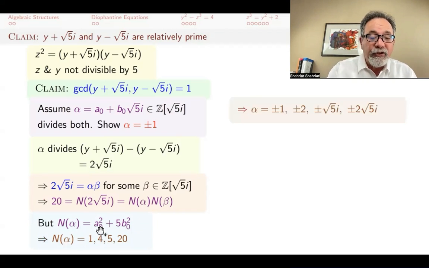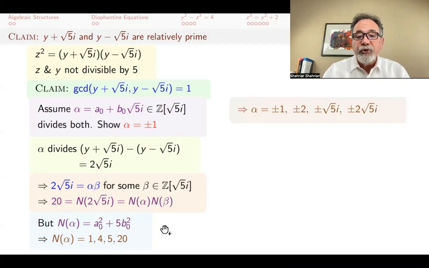And because alpha is of the form a0 squared plus 5b0 squared, we can actually figure out what the possibilities for alpha are. For example, if N of alpha is 1, the only way this quantity can be 1 is if b0 is 0 and a0 is plus or minus 1. The only way it can be 4 is if b0 is 0 and a0 is plus or minus 2. N of alpha can be 5 if a0 is 0 and b0 is 1, and then alpha will be square root of 5i. If b0 is minus 1, it'll be minus square root of 5i. So these are the only possibilities for alpha. If it's plus or minus 1, we're happy. But what if it's the other things?